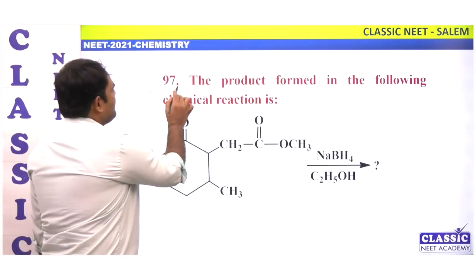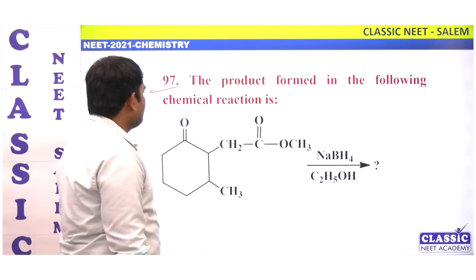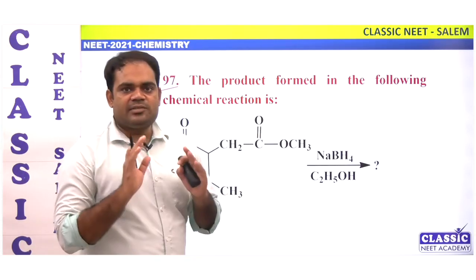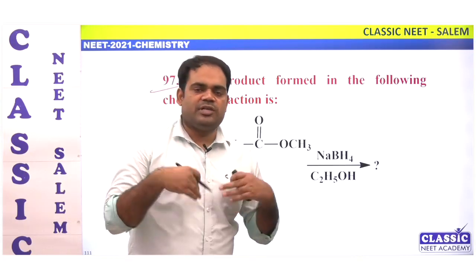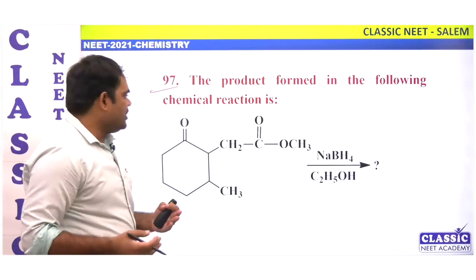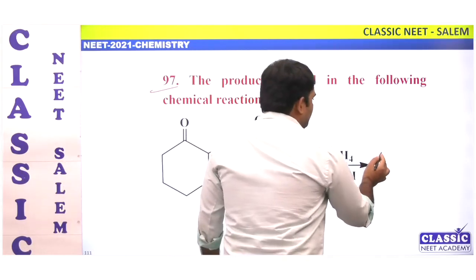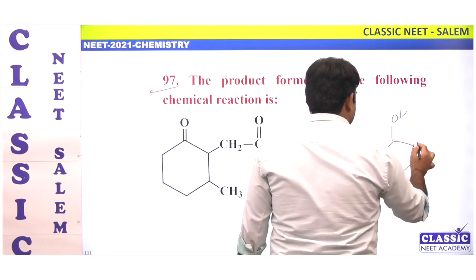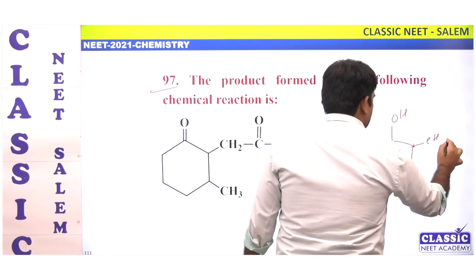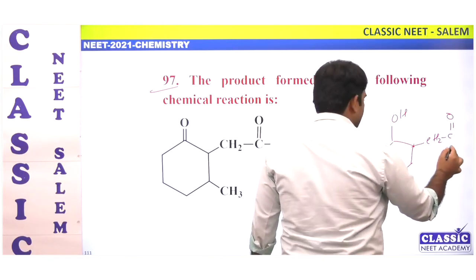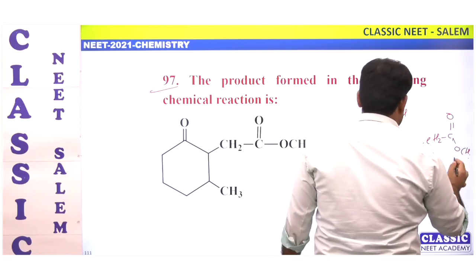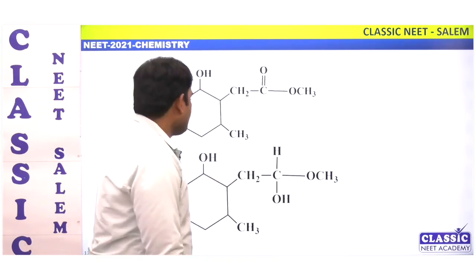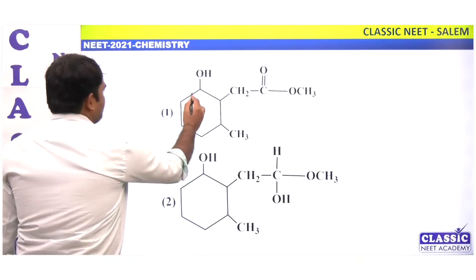Next one, question number 97. The product formed in the following chemical reaction is what? Look, this is sodium borohydride. It only affects the ketonic group. So the ketonic group will convert into a secondary alcohol. So we are going to get a product from here: OH, and here CH2, C double bond O, and here O, CH3, and this one is the CH3. So which one is the correct answer here? First one.